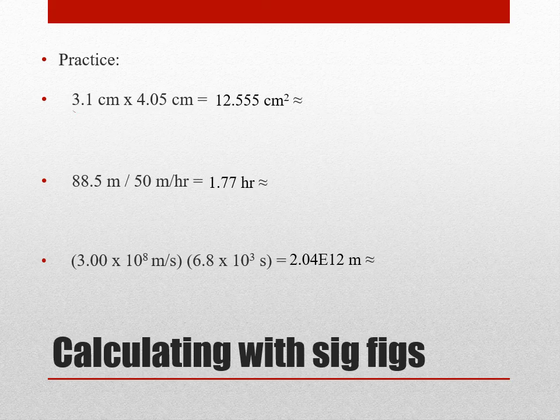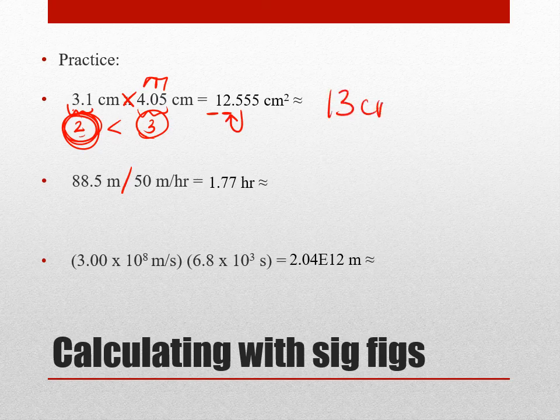Again, when we multiply and divide, we're going to count the number of sig figs in each piece of data. This one has 2 sig figs. This one, remember that zeros between non-zero digits do count. So this one has 3 sig figs. I'm going to find the smaller number of sig figs. 2 is less than 3, so 2 is my smaller number. I can only keep 2 sig figs in my final answer. I'm going to keep a 1 and I'm going to keep a 2, but that 5 is going to turn that 2 into a 3. My final answer is 13 centimeters squared. I get to keep 2 sig figs.